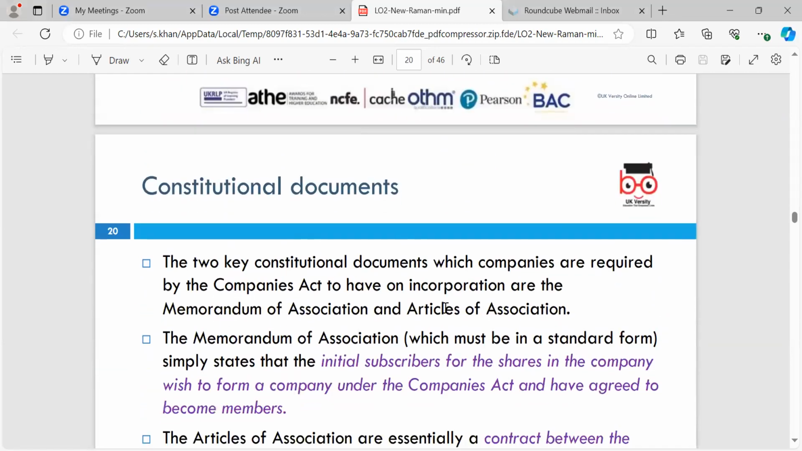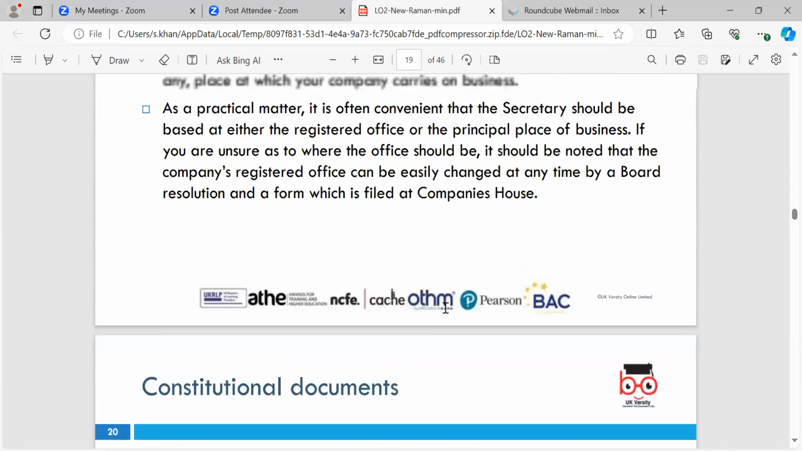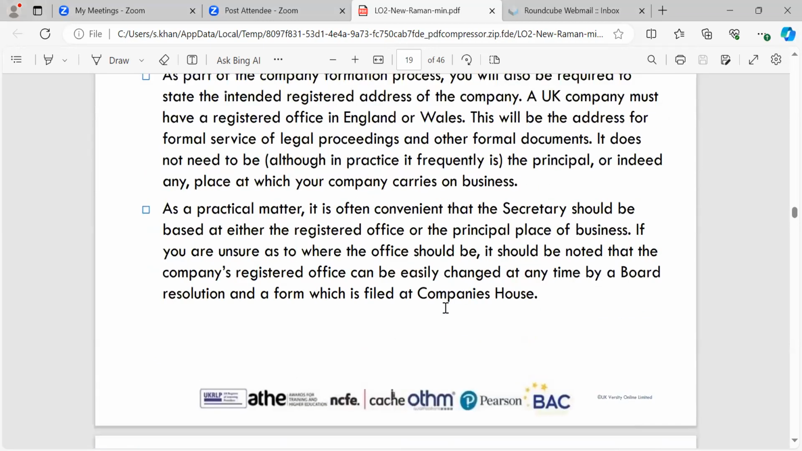Shaji, but we did say that you can't have round robin resolutions for publicly limited companies. So if a publicly limited company is changing address, it has to have a board meeting, is it? Yeah. Right.